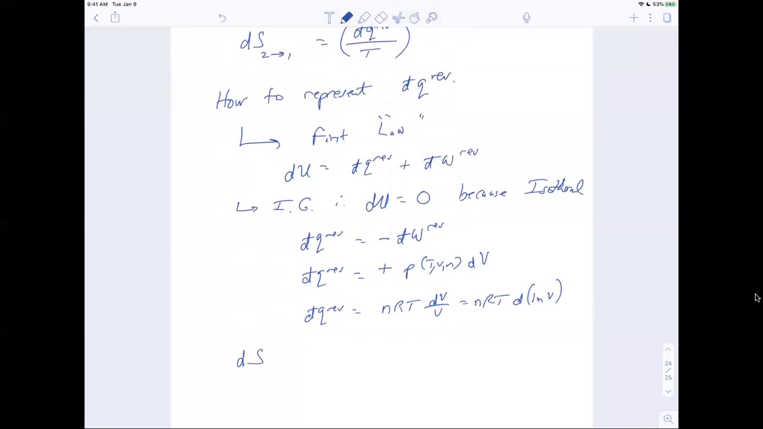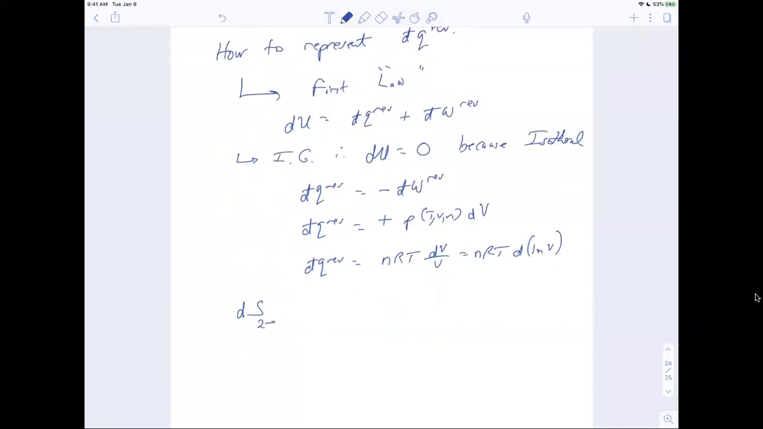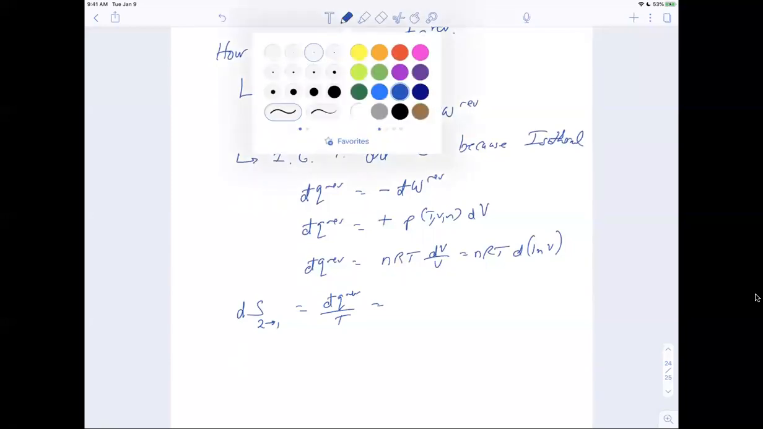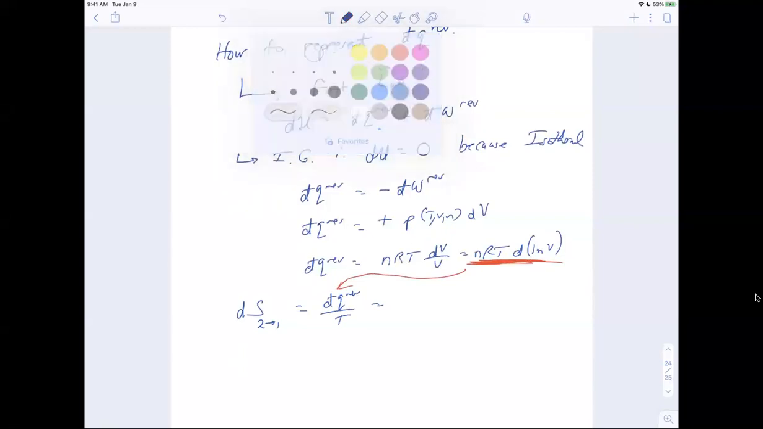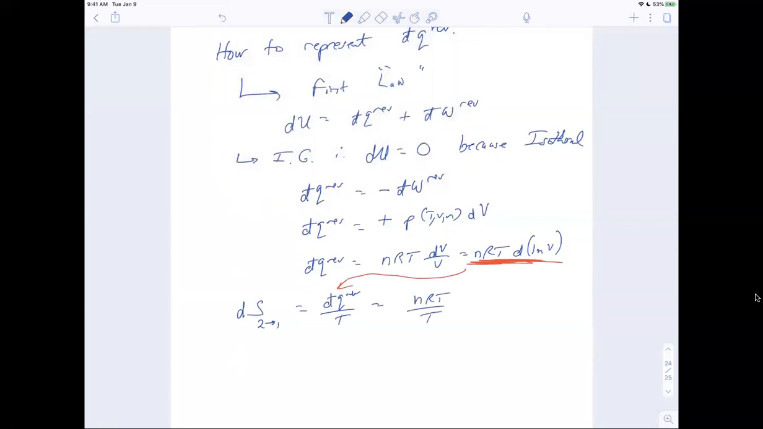So we have dQ reversible. We go back to dS for this process 2 to 1, and that's equal to dQ reversible over T. But we just found dQ reversible right here. So what we're going to do is plug in dQ reversible. And that's going to give us nRT over T d natural log V.